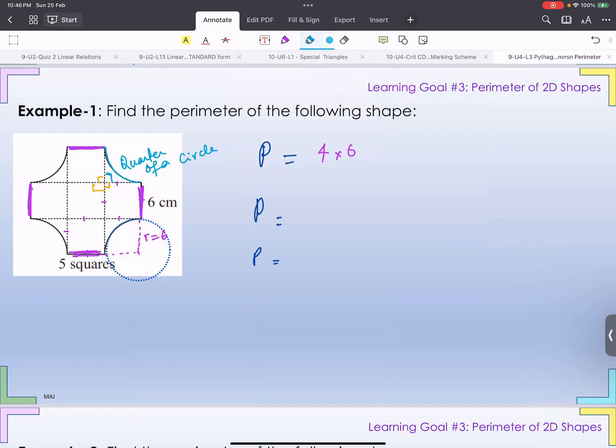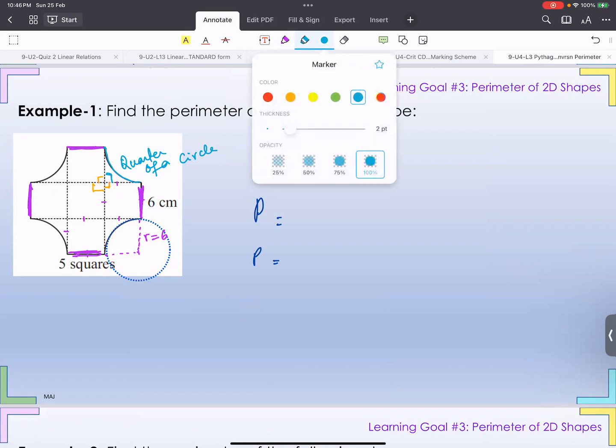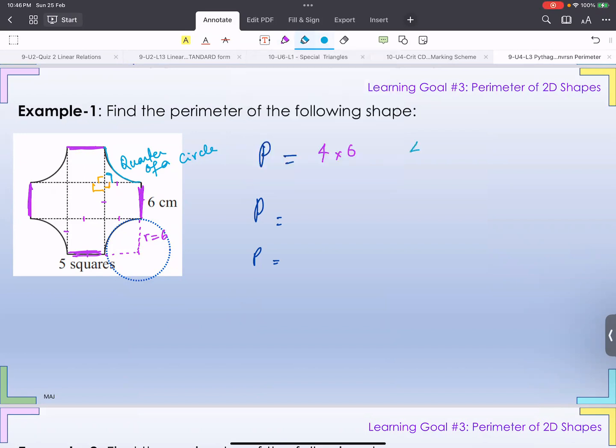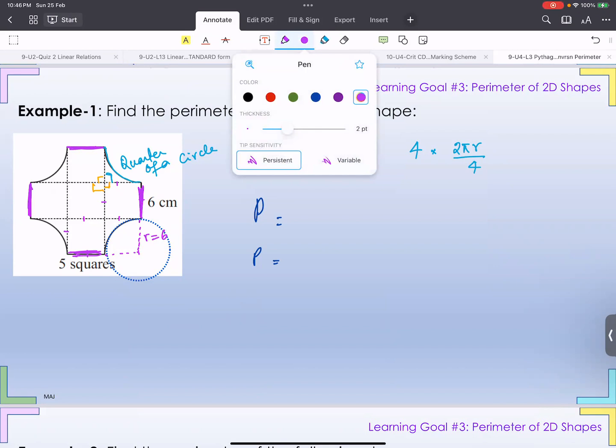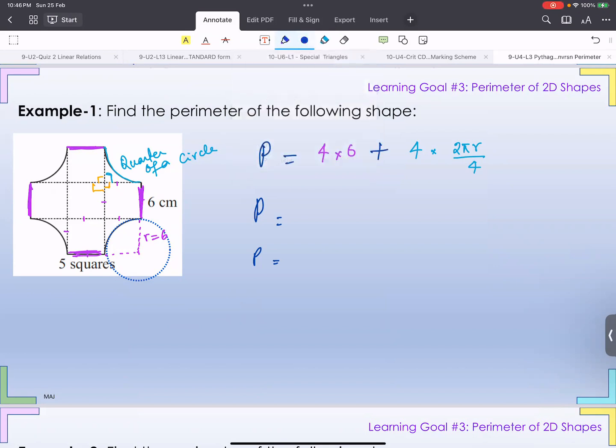Plus, 4 multiplied by, how many quarter circles? 4 quarter circles. So 2 pi r divided by 4. Okay, so basically there are 2 of these, right? So we're going to add these 2. Okay, so that is the circles. These are the quarter circles. So that, and that. Okay, so that becomes 4 quarters of a circle, right?